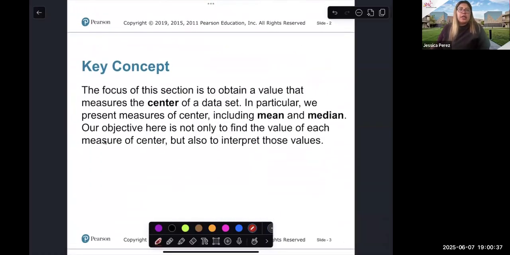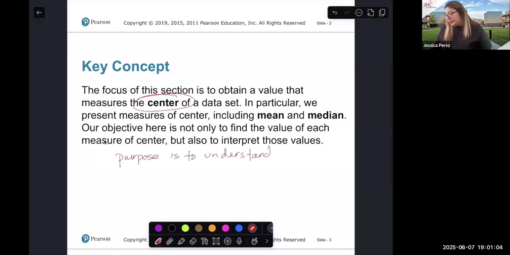What is the key concept? The key concept of this section is to focus on obtaining a value that measures the center of the data. In particular, we're looking at the mean and the median in this section. Our objective here is not only to find the value, but actually interpret what those values mean. Remember, the purpose of statistics is to understand and interpret values and not just numbers.